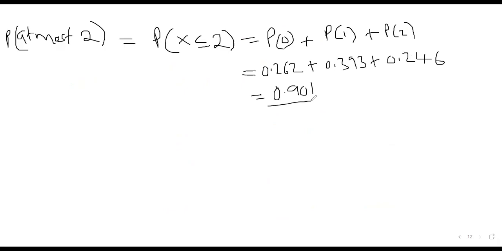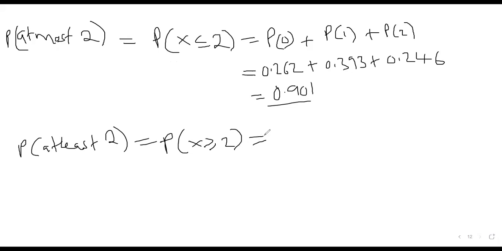Okay. Suppose they ask us to find the probability at least 2. What does at least 2 mean? 2 and above, greater than or equal to 2. It means you're starting from probability of 2 plus probability of 3 plus probability of 4 plus probability of 5 plus probability of 6. And the last number n is 6.